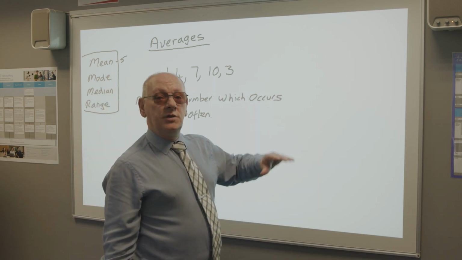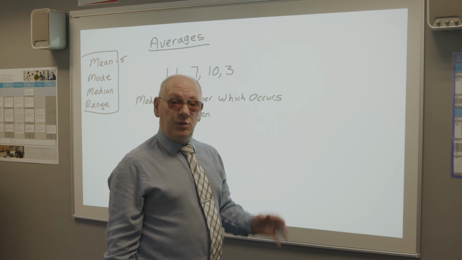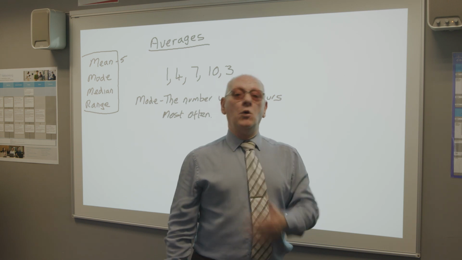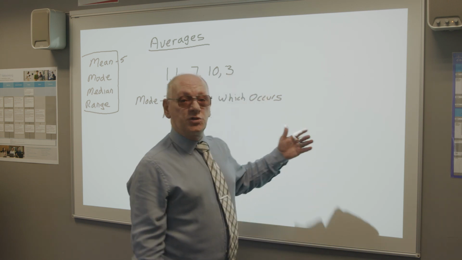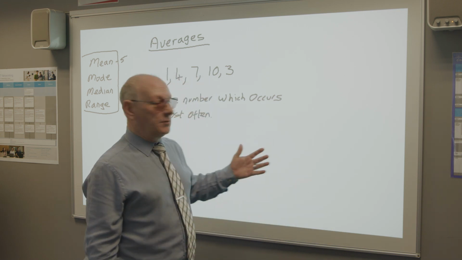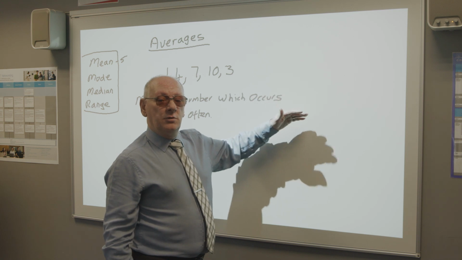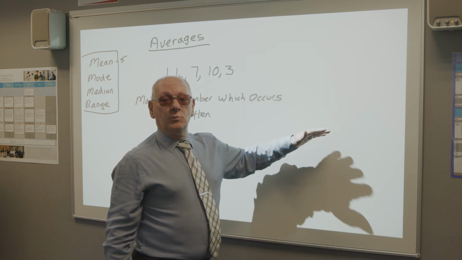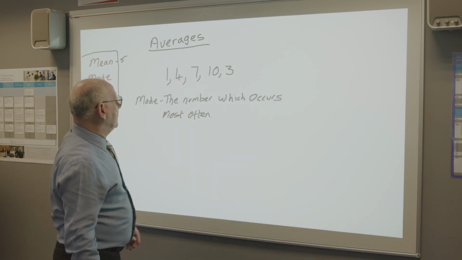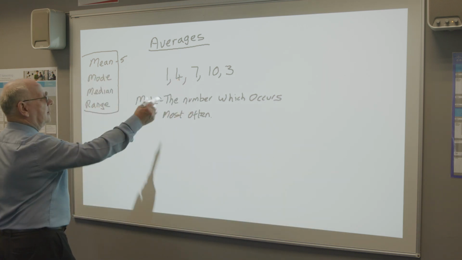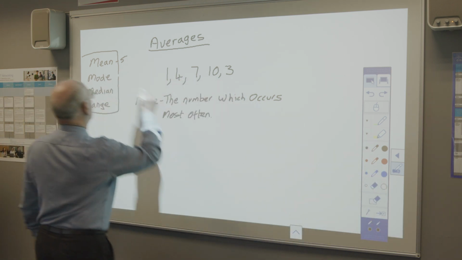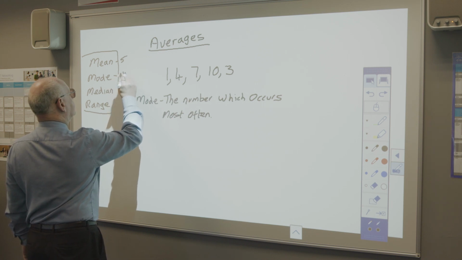There is no mode in this list of numbers because no one number occurs more than any other, or words to that effect. Don't just put no mode. They want to know why there isn't a mode, or why you think there isn't a mode. So no mode because no number occurs more often than any other. And that'll do. Okay, so that's the mode. So in our list, there isn't one.